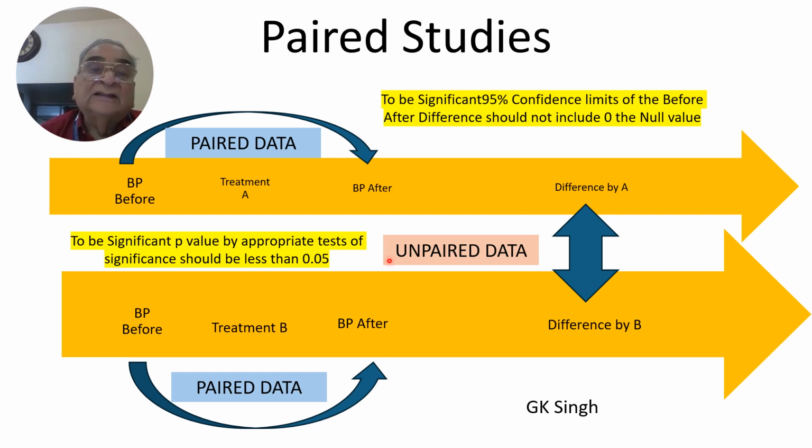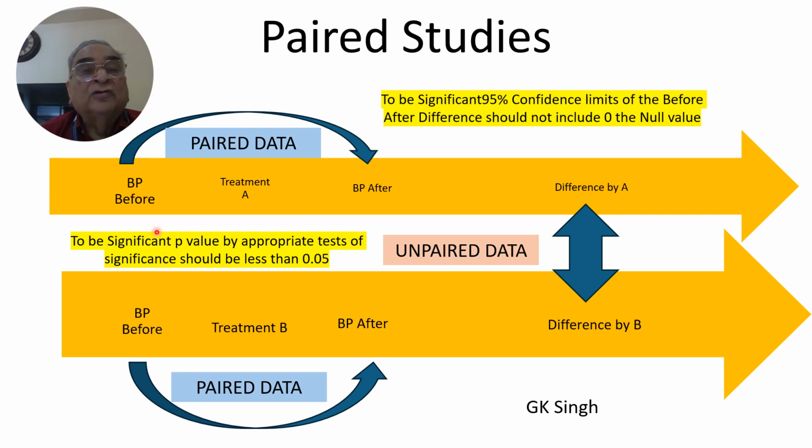And to find out whether that difference is significant at 0.05 level, we will calculate the p-value by appropriate tests of significance. And if that value is less than 0.05, we'll say that the difference is significant. Now we'll also show you how to do this calculation practically.